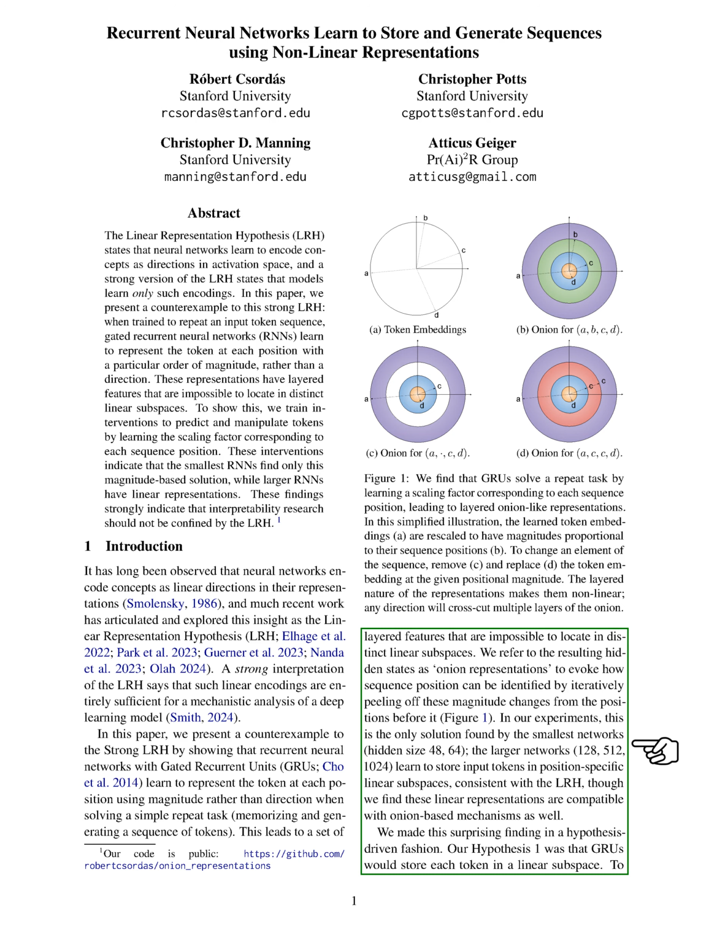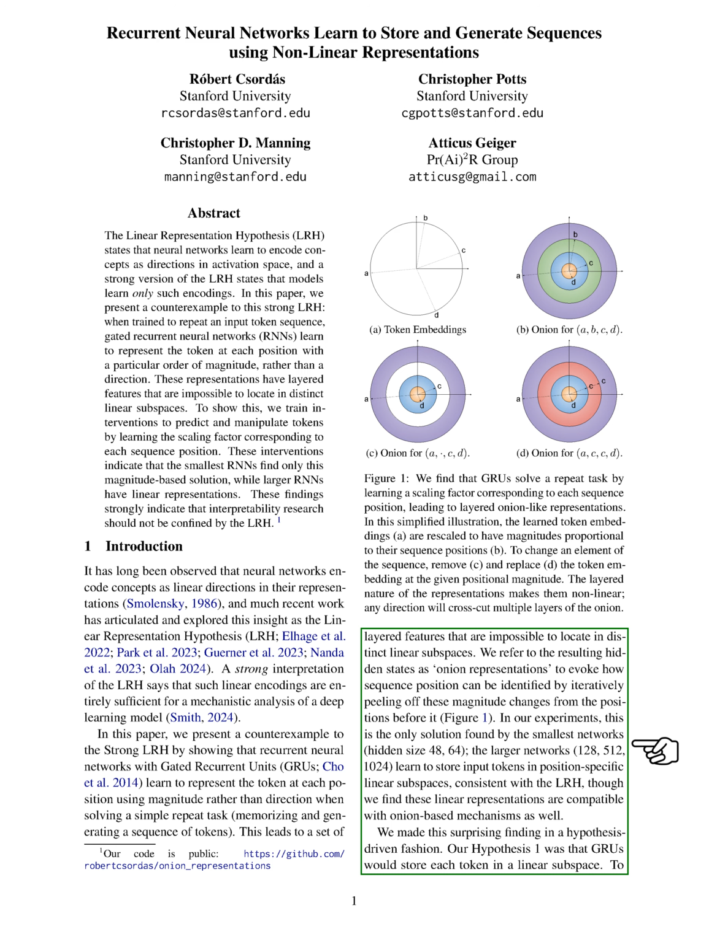This results in what we call onion representations, where we can identify sequence positions by peeling off magnitude changes. In our experiments, we found that smaller networks, with hidden sizes of 48 and 64, only produced these onion representations, while larger networks, with sizes of 128, 512, and 1024, learned to store tokens in position-specific linear subspaces, aligning with the LRH. Interestingly, we discovered that these linear representations could also work alongside onion-based mechanisms.